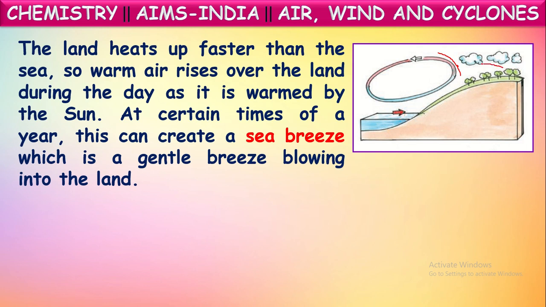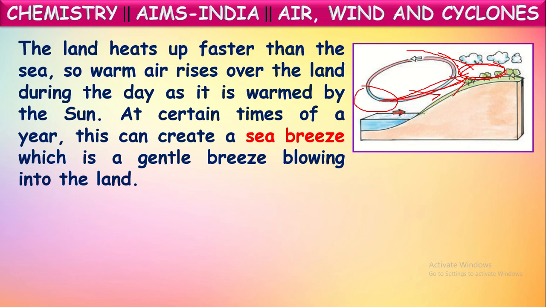What happens now? This warm air rises up, and here a low pressure area is created. But on the sea, the air is still cool. So here the pressure is greater than in this area. We know air moves from high pressure areas to low pressure areas in this direction. These breezes are called sea breezes because these winds are moving from the cooler sea area to the hotter land area. As these winds are coming from the sea, they are called sea breezes.